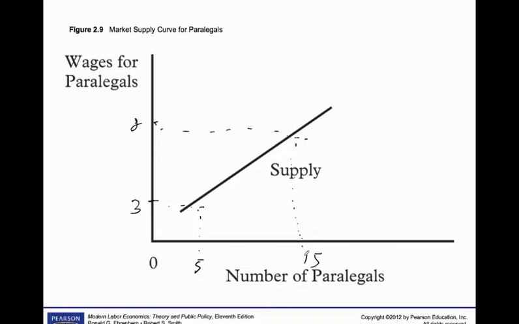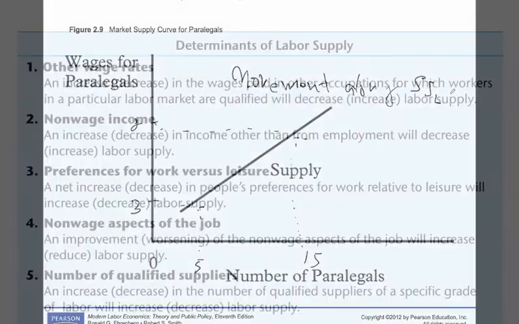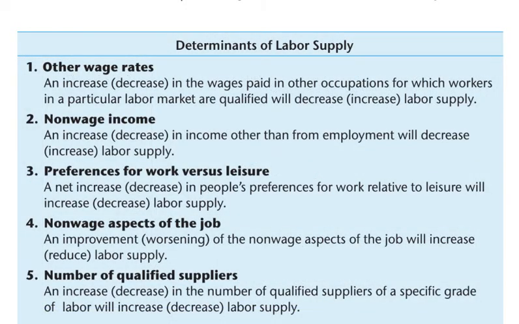And over here, the change in price has caused a movement along the supply curve. So here we have the concept of movement along the supply curve of labor. Other than the change in the wage rate, what will cause a shift in the labor supply curve? What are some of the factors that can shift the labor supply curve?